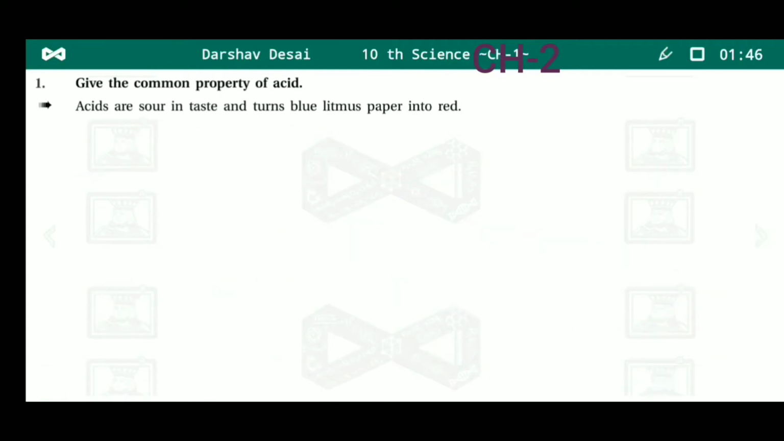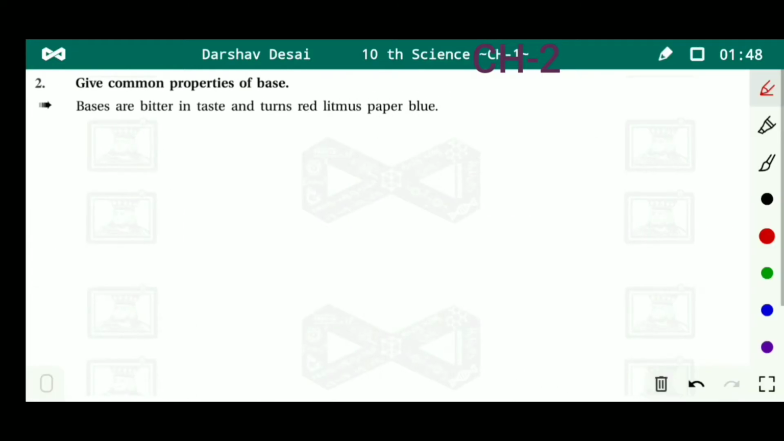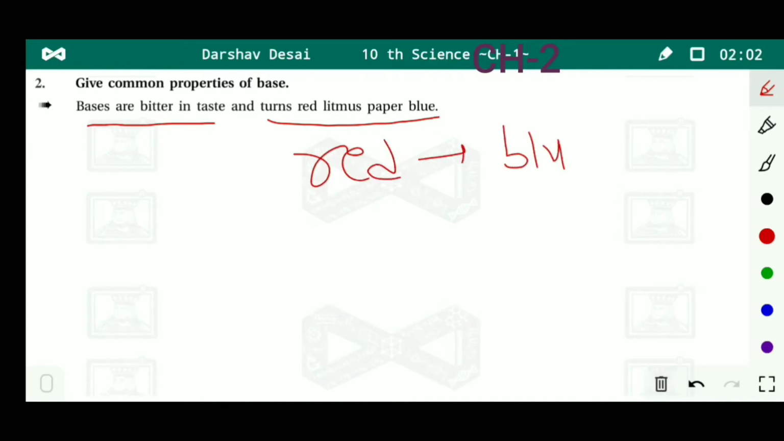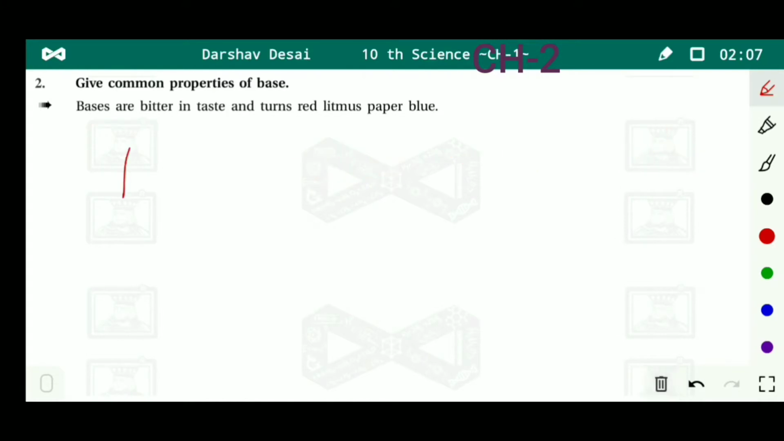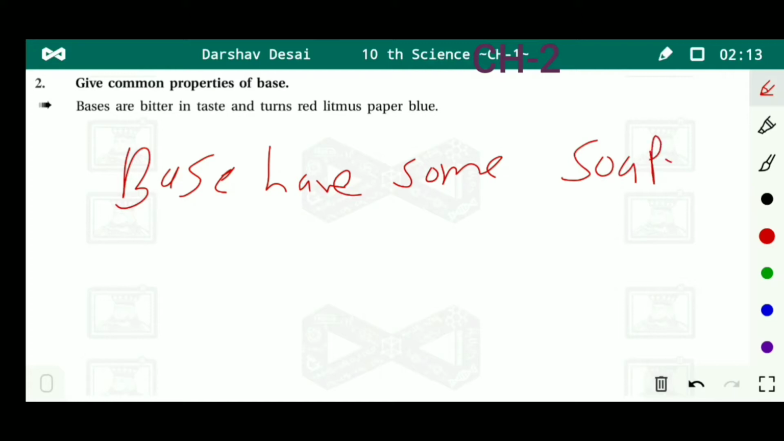Now we move towards some common properties of bases. So we know that bases are bitter in taste and turn red litmus paper to blue. It is opposite to acid. So red litmus paper converted into blue, so it is called base. Okay, and bases have some soapy touch, meaning thickness, soapy touch, clear.